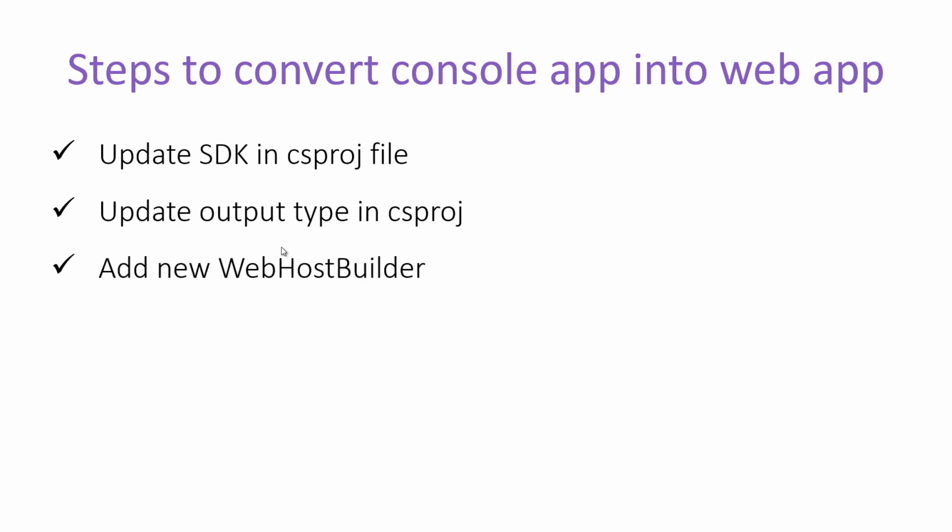Add a new web host builder. So we have to add a new web host builder, and this web host builder will turn our console application into a web application. Now to listen to the HTTP calls, we have to add a route, and we have to set the default route. Suppose I'm running the application and the domain is localhost, then the port. I want to set up my application so that the HTTP request must return something on this default route. Okay, so let's do all these things one by one.